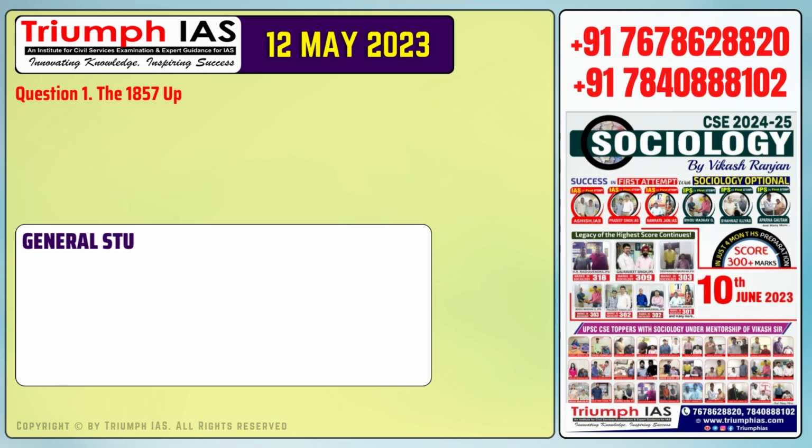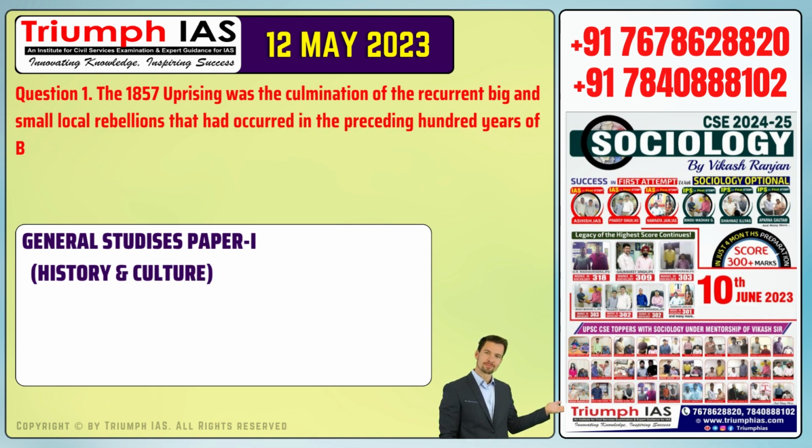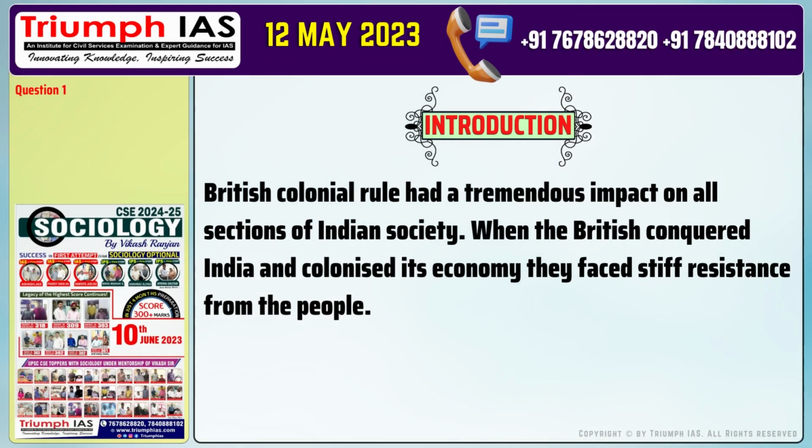Question number 1. The 1857 uprising was the culmination of the recurrent big and small local rebellions that had occurred in the preceding 100 years of British rule. Elucidate. Let's start with the introduction of the answer.